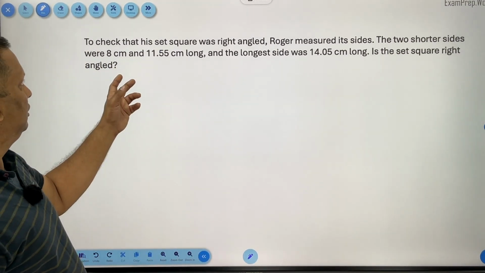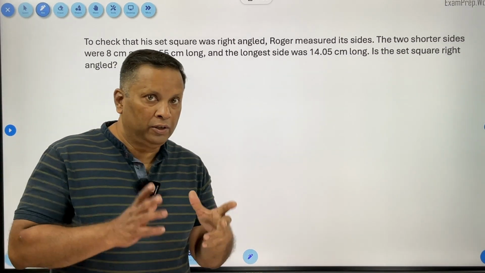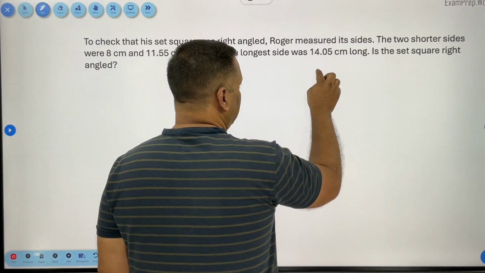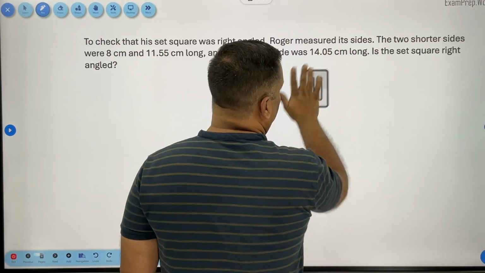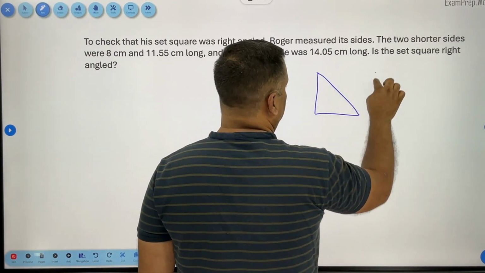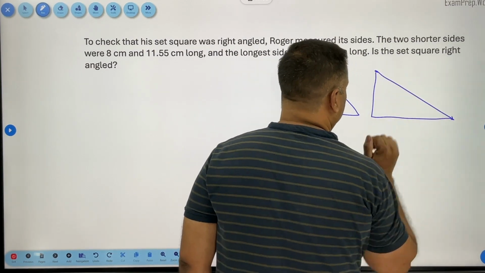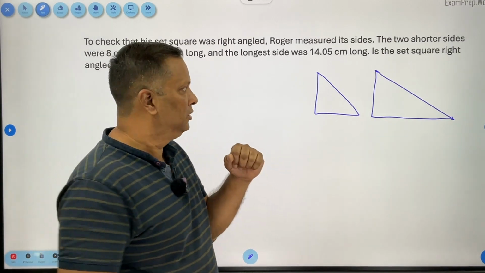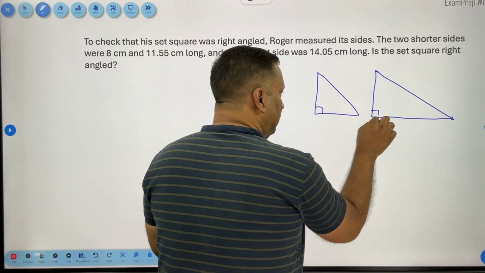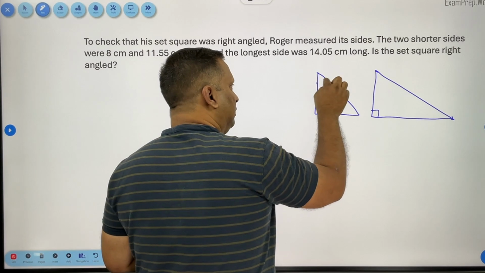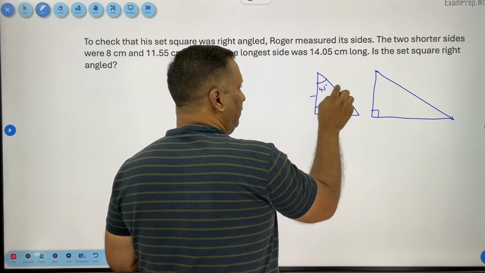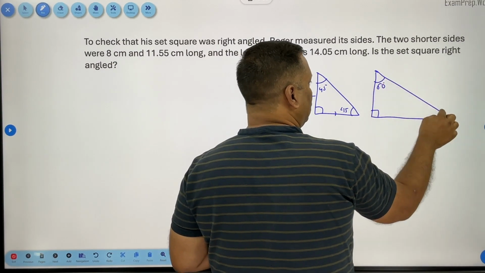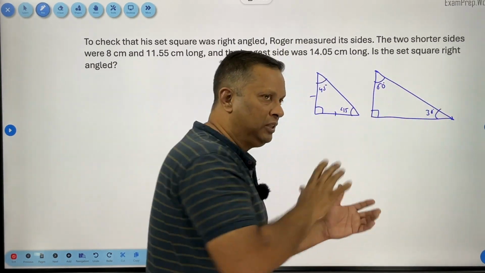To check, you know what a set square is? In your compass box, you have two triangle-kind of instruments. One will be like this, the other one will be a little longer. For your information, these set squares are used to create parallel lines, and both are basically 90 degrees. The smaller one has two equal sides, so this is 45 and this is 45. The longer set square has a 60 degree angle and the smaller angle is 30 degrees. This is universal across the world.